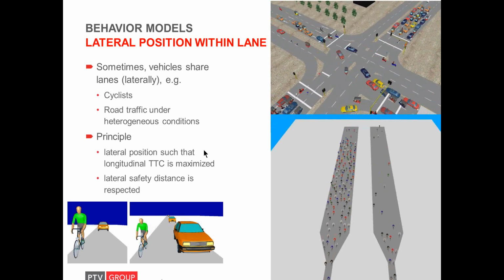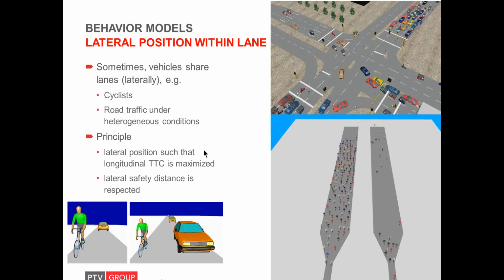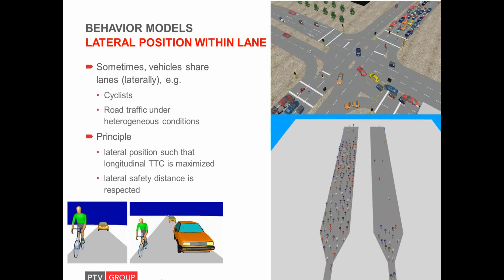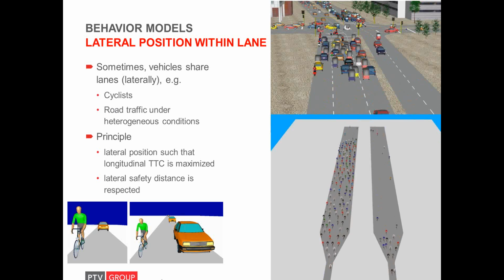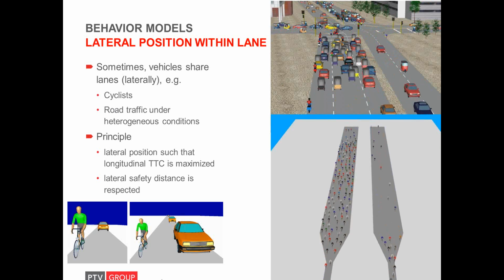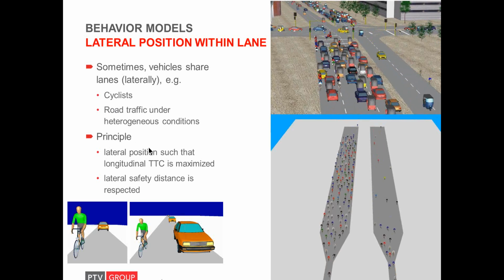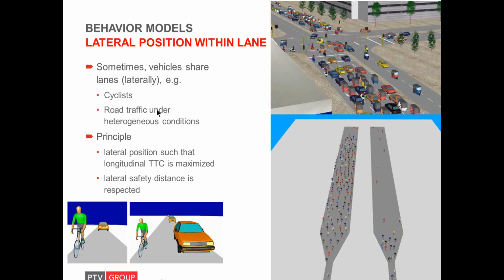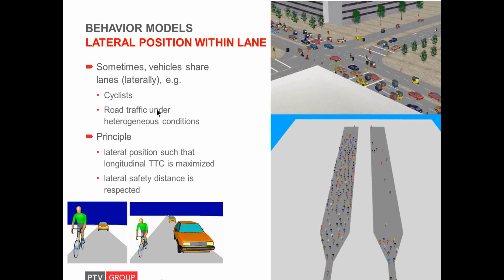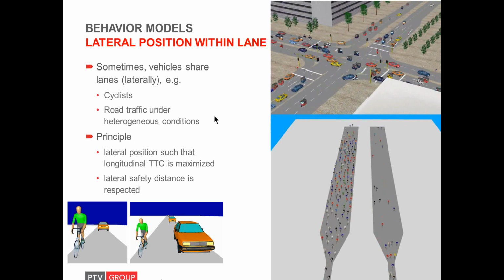Down here you can see cyclists passing a bottleneck with different driving behavior parameters resulting in different capacities. The principle behind the lateral movement is that the vehicles try to find the lateral position that maximizes the longitudinal time to collision while keeping a speed-dependent and vehicle type-specific lateral safety distance. And we expect that these applications become more and more important and that it is important to be able to model them realistically.